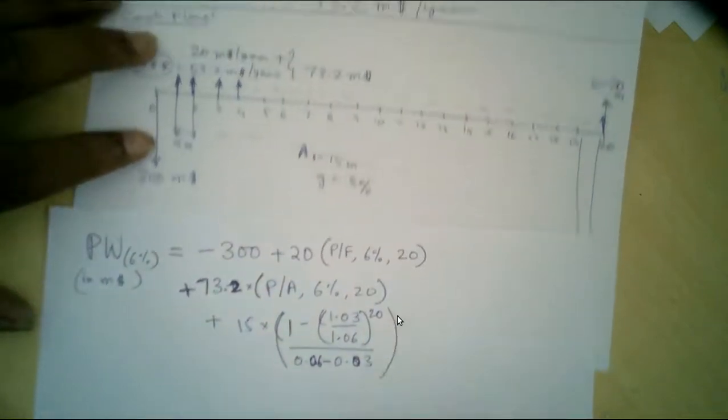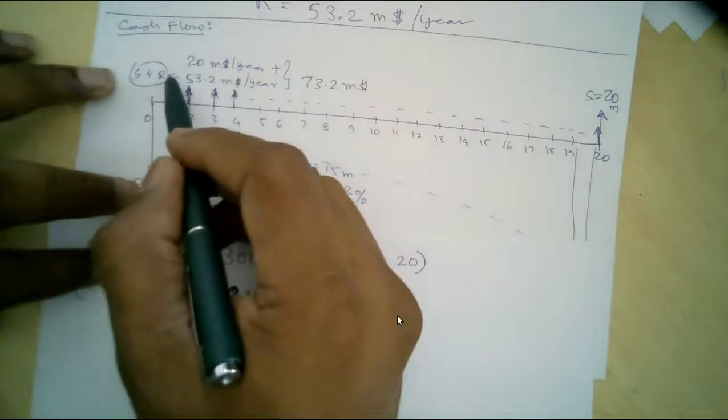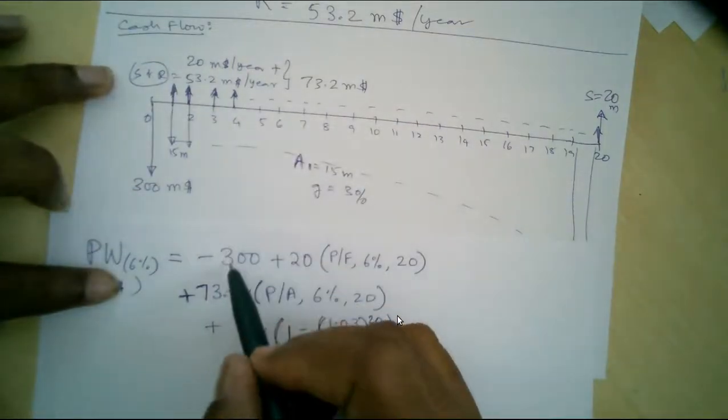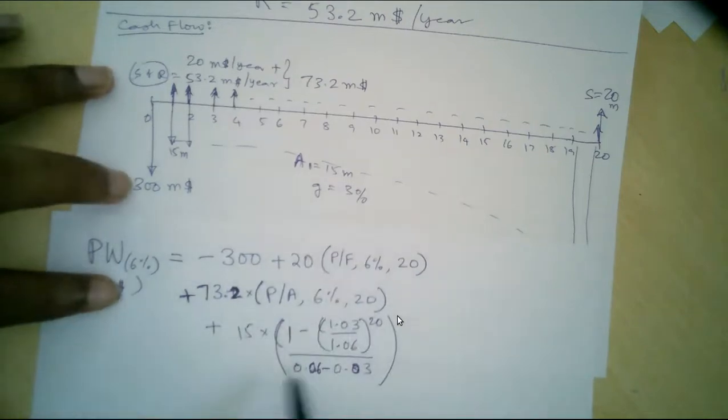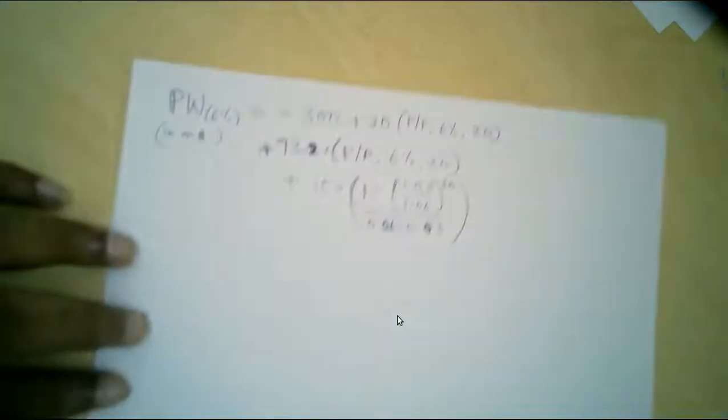Did we cover everything? I covered the savings and revenue, the 73.2, this one I covered. Initial investment, salvage value I covered, and then the cost also I covered. So let us calculate the present worth now. Let's focus on this now.